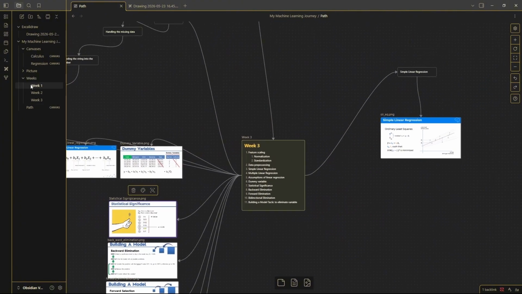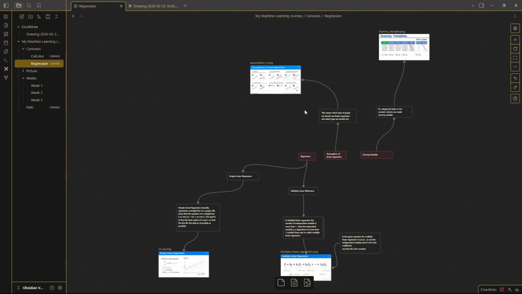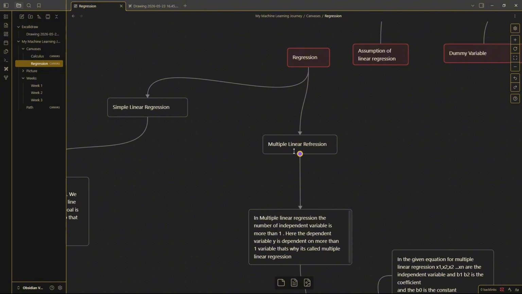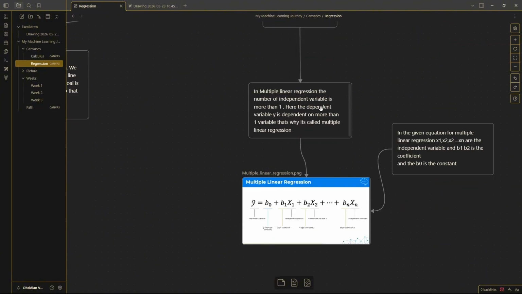And after that, I also created a canvas of regression. So far I have learned 2 regression types. One is simple and another is multiple linear regression. So that is all about my video.